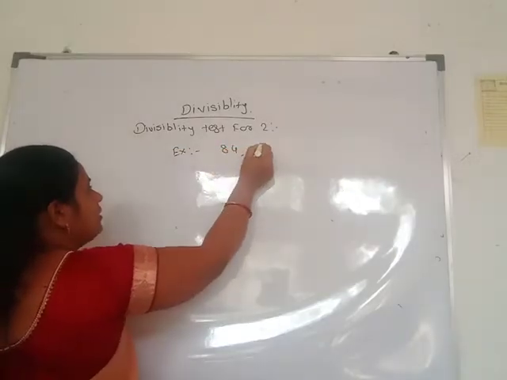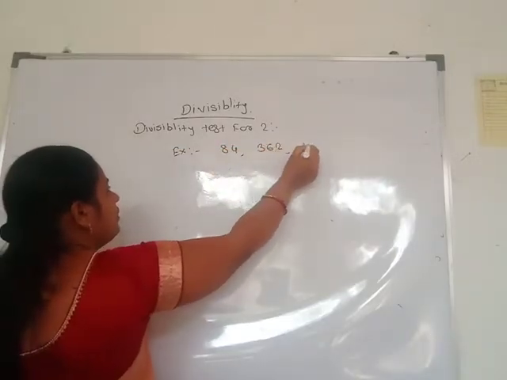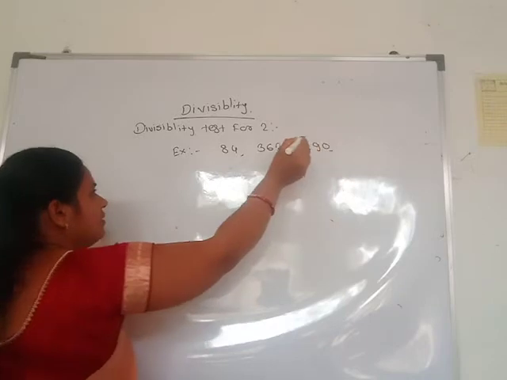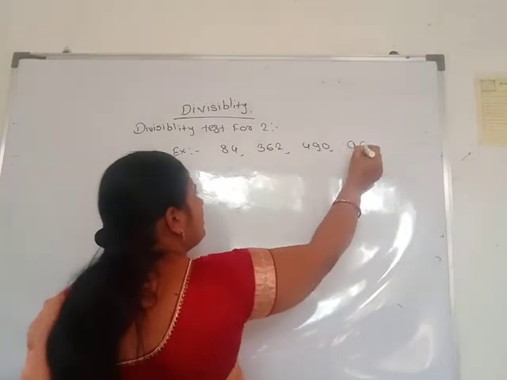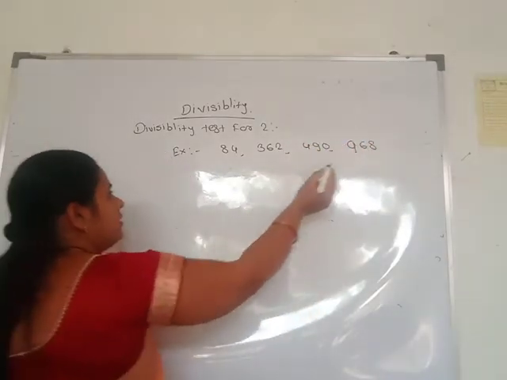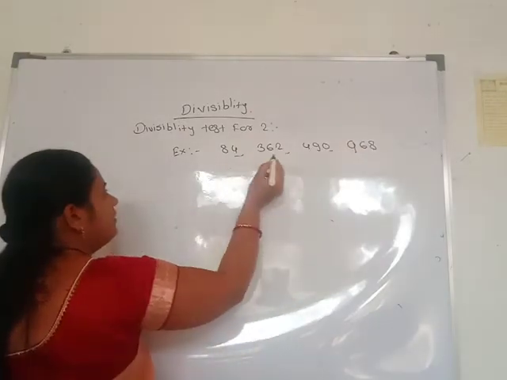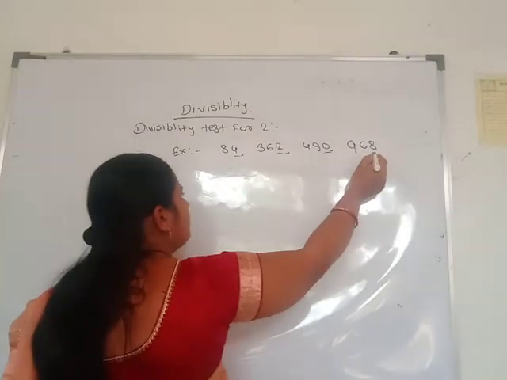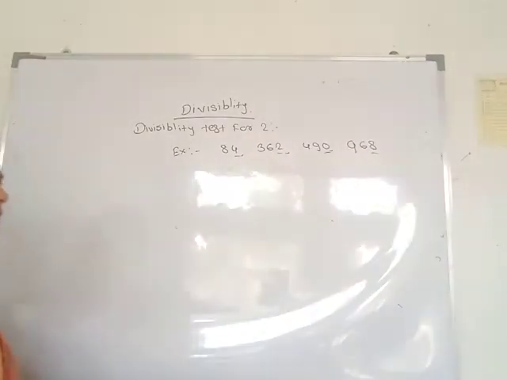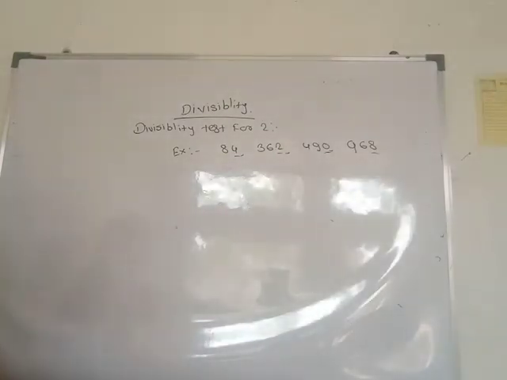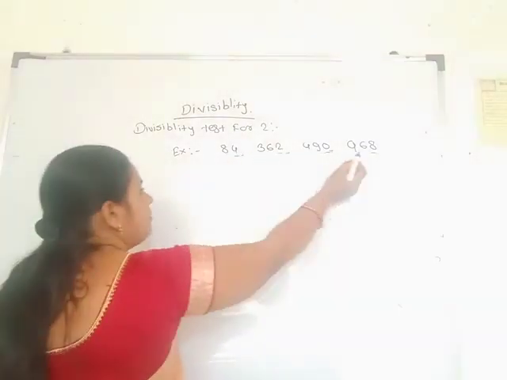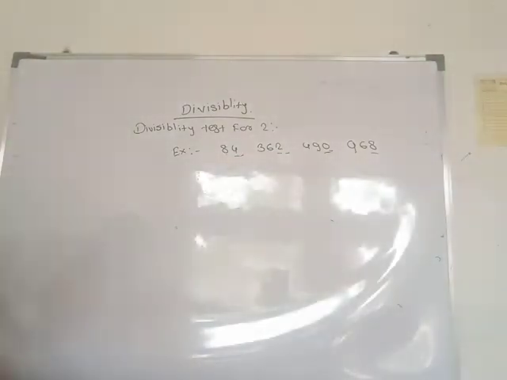84, 362, 490, 968. See here, the unit places have 4, 2, 0, and 8. This unit place has 0, 2, 4, 6, 8, so that number is divisible by 2. Therefore, all these numbers are divisible by 2.